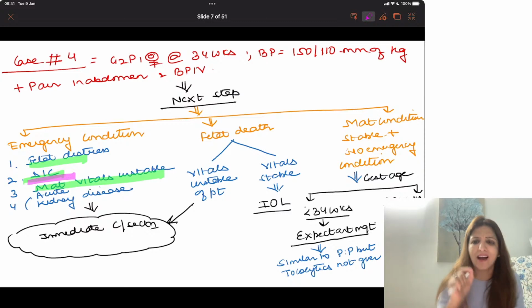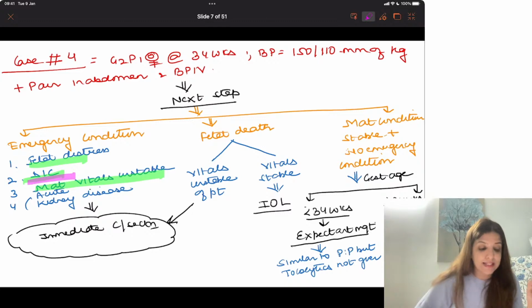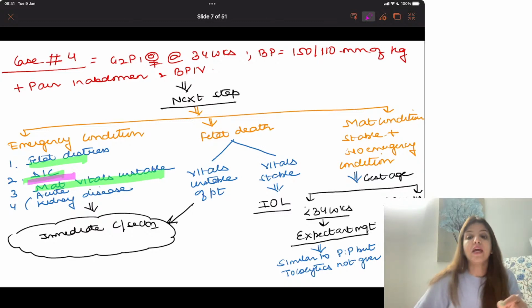Okay, so there is some lag. I'll be wasting time waiting for all of you to write in the comment box. So remember, two tocolytics which are not given to patients of placenta previa are terbutaline and indomethacin. As far as abruptio is concerned, in patients of abruptio, we never give them any tocolytics, even if we are doing expectant management.